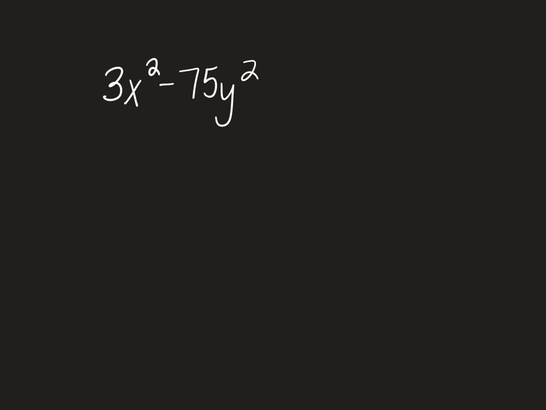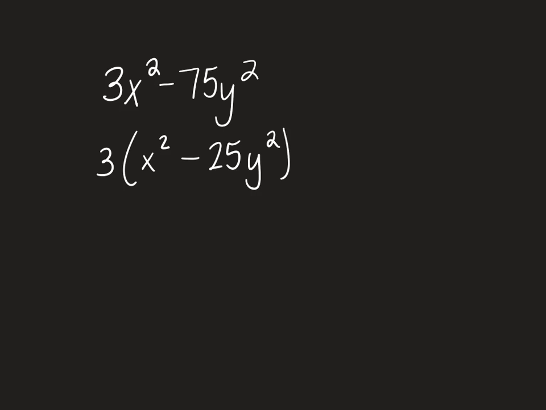But what can we do here? Yeah, you can find the common factor. So what is a common factor? 3. So let's divide both of these things by 3. So 3 divided by 3 is 1, so that leaves us with 1x squared. 75 divided by 3 is 25, right? Yeah, so 75 divided by 3 is 25.